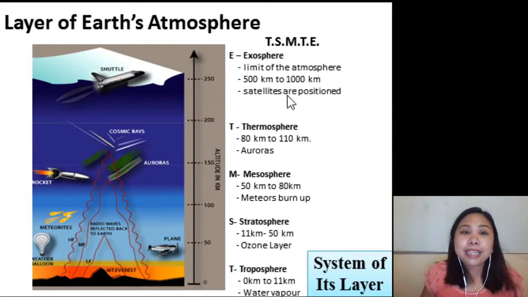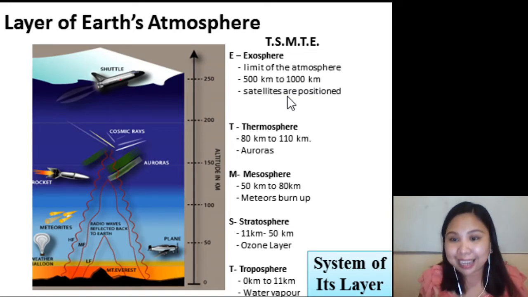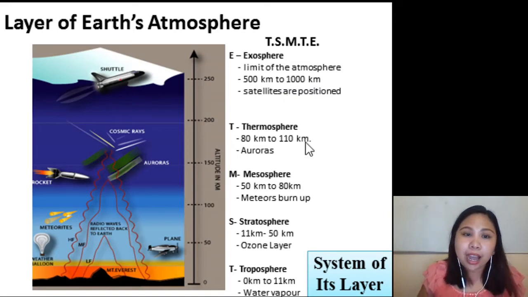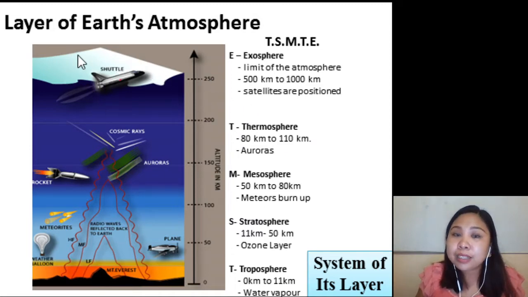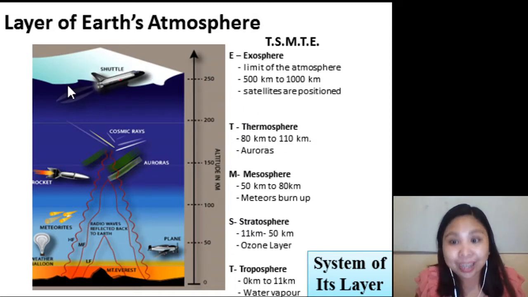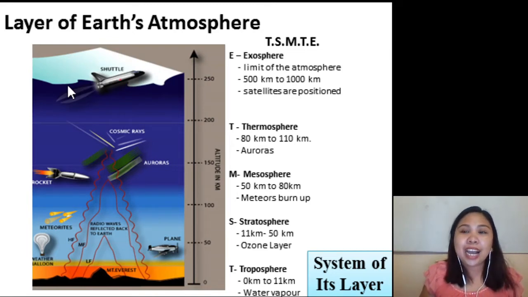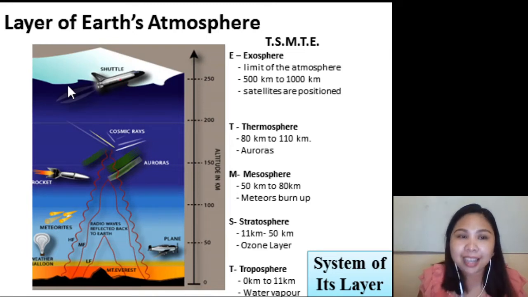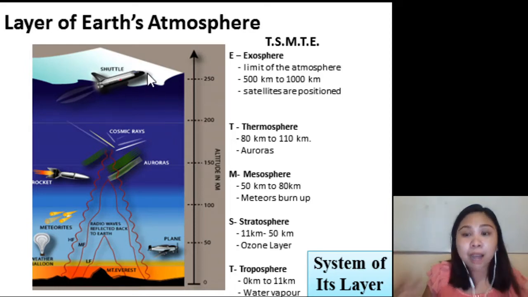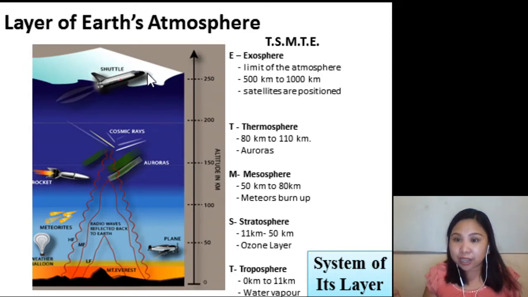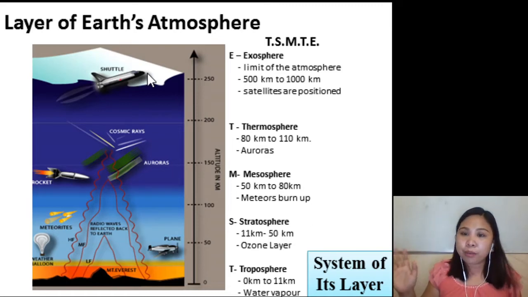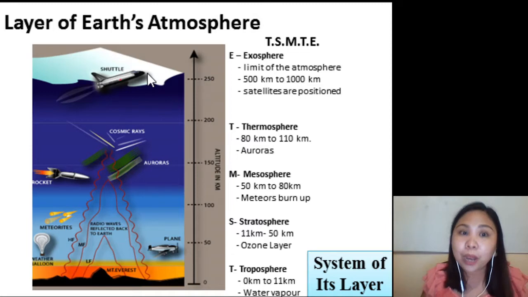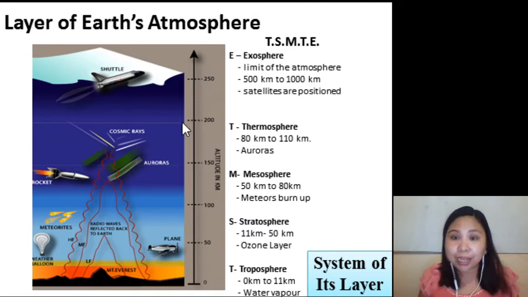Dito, class, sinisituate ang mga satellites. Kasi among these five layers, dito sa exosphere pinaka-stable ang atmosphere, kasi wala na gaanong disturbances. Kaya dyan pinoposition ang mga satellites para makakapture ng malinaw na images ng Earth at ng iba pang celestial bodies.